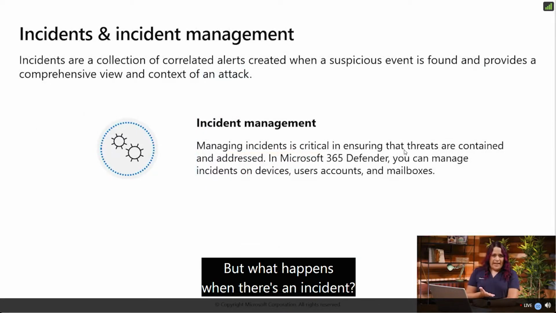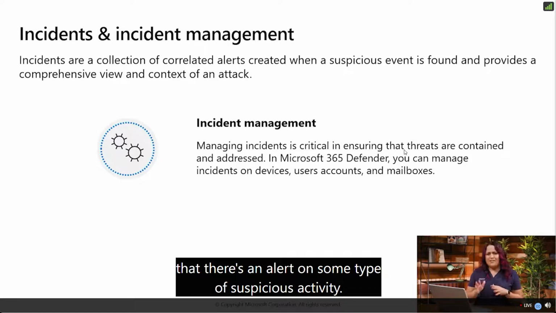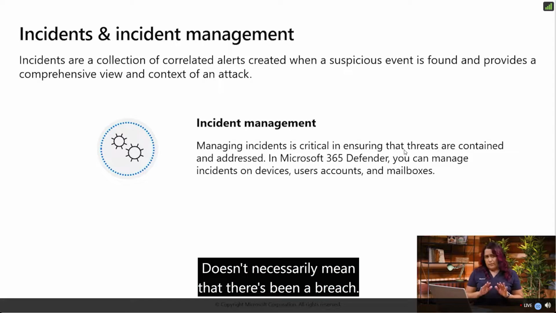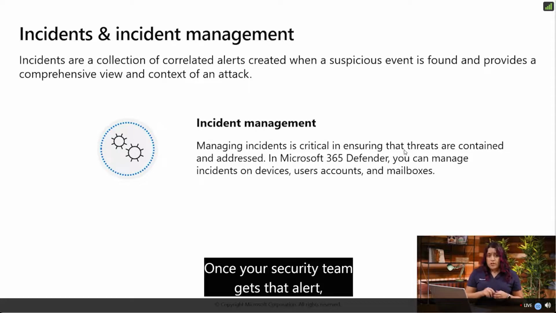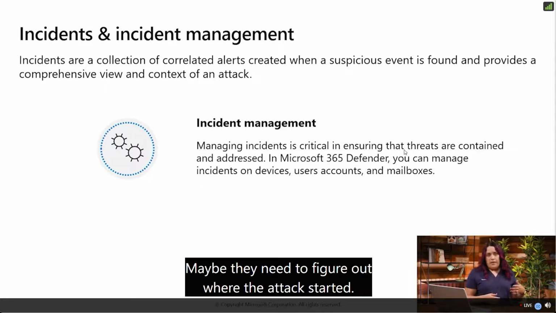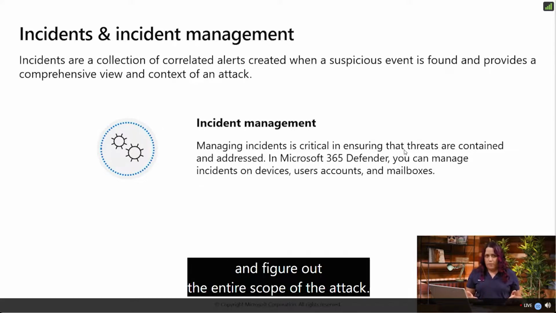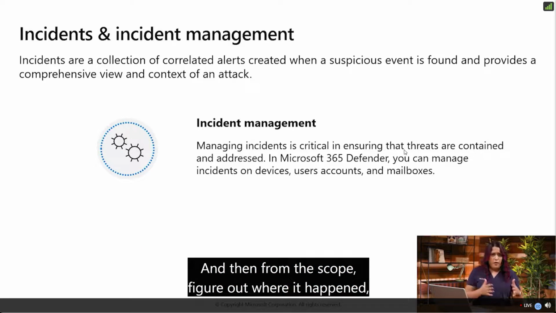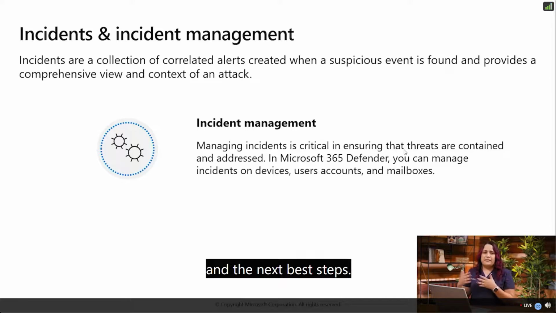But what happens when there's an incident? Keep in mind that an incident just means that there's an alert on some type of suspicious activity. It doesn't necessarily mean that there's been a breach. But these incident alerts are going to be automatically generated by the endpoint defender. Once your security team gets that alert, that's where they plan their next step. Maybe they need to figure out where the attack started. And once they know where it started, they can begin their investigation and figure out the entire scope of the attack. And from the scope, figure out where it happened, the method that was used, and then the severity of the attack and the next best steps.